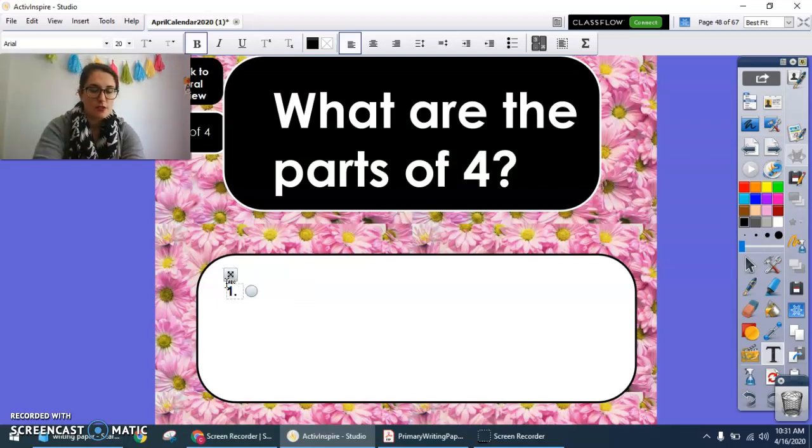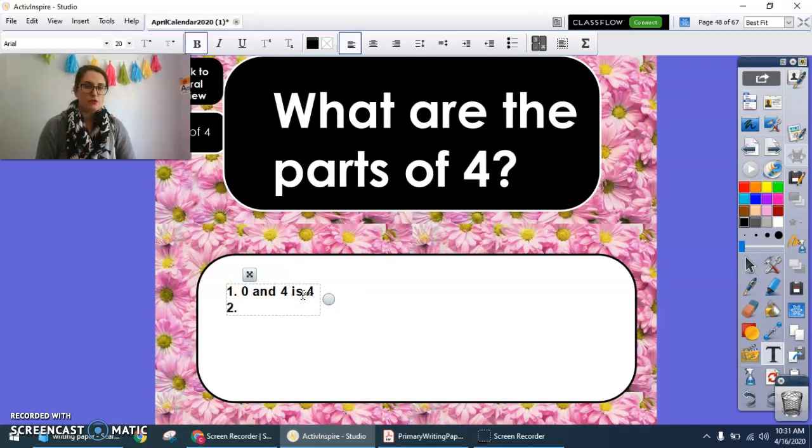The first one is going to start with a 0. So 0 and 4 is 4. Our next part of 4, we are going to flip-flop those 2. Since it started with 0 last time, this time it's going to start with 4. So we've got 4 and 0 is 4.